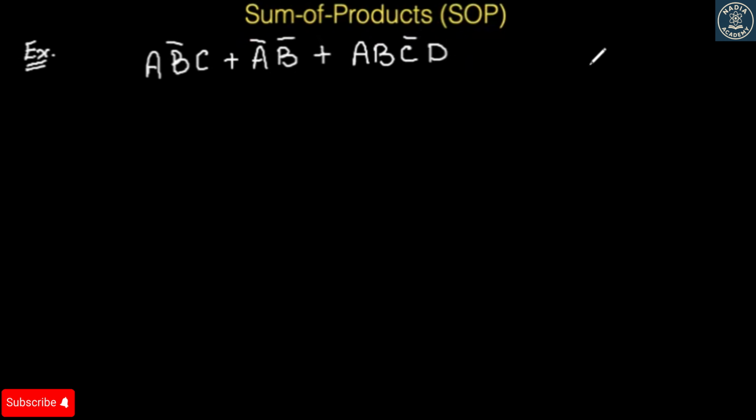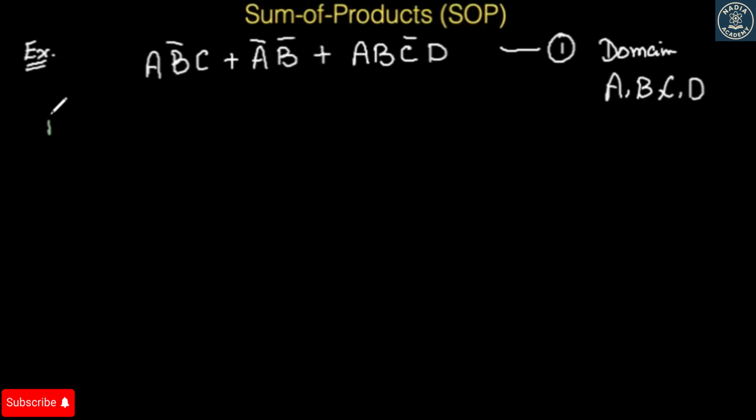Now, if we look carefully, we can see that in this expression the domain is the following: A, B, C, and D. So it means that we should have all these four variables or inputs in each product term. And we see that in the first term, we have only three. In the second term, we have only two. So how can we convert these into the standard form? The process is the following.